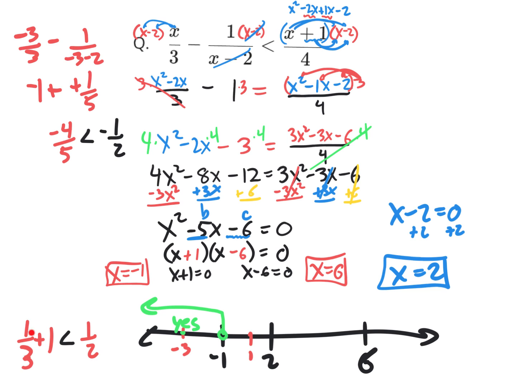So is 1 and 1/3 less than half? Let me repeat that. Is 1 and 1/3 less than half? Is 1.33333 less than 0.5? No, it's not. So that's false. So on our number line, we're going to put a no right there. So the answers are definitely not between negative 1 and 2.